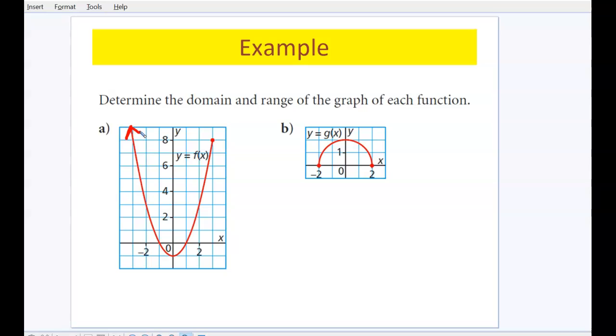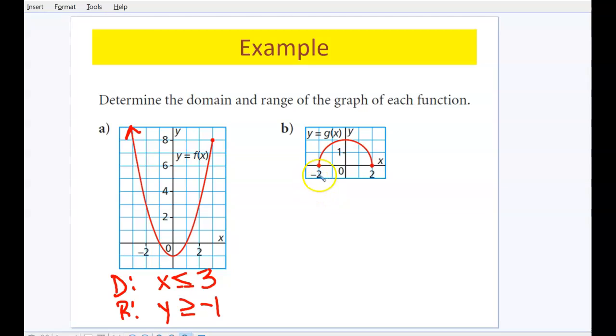We want to identify the domain and range of each of these graphs. So for my domain, I look at my x values, and my first x value on the right, the furthest it goes is -3. And as this graph continues on, it will go further and further to the left. So all of my x values will be less than or equal to -3. For my range, my lowest y value is -1, and all other y values are bigger than -1. So I would write it as y is greater than or equal to -1.